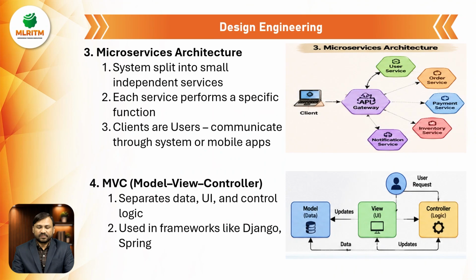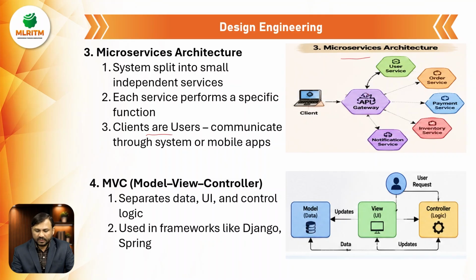Now third one is the microservices architecture. In the microservices architecture, the system is split into small independent services like order service, payment service, inventory service, for example. I will show you that example. Each service performs a specific task or function. The clients, that is the users, communicate through either the web or the mobile application. So here is one architecture for the microservices architecture.